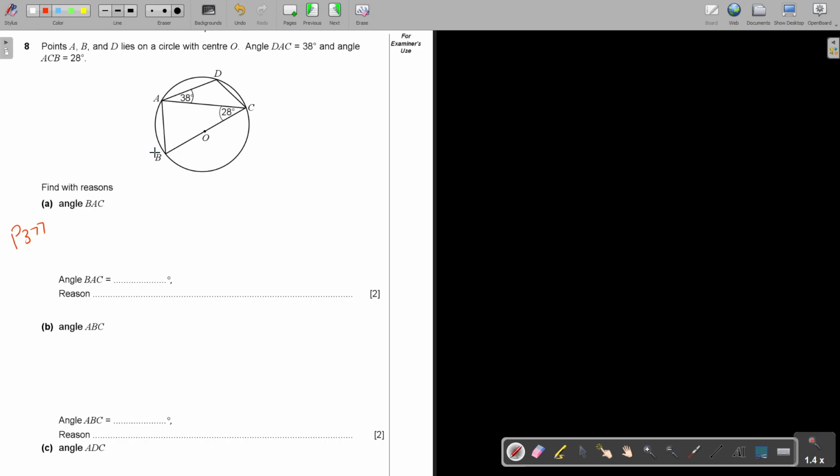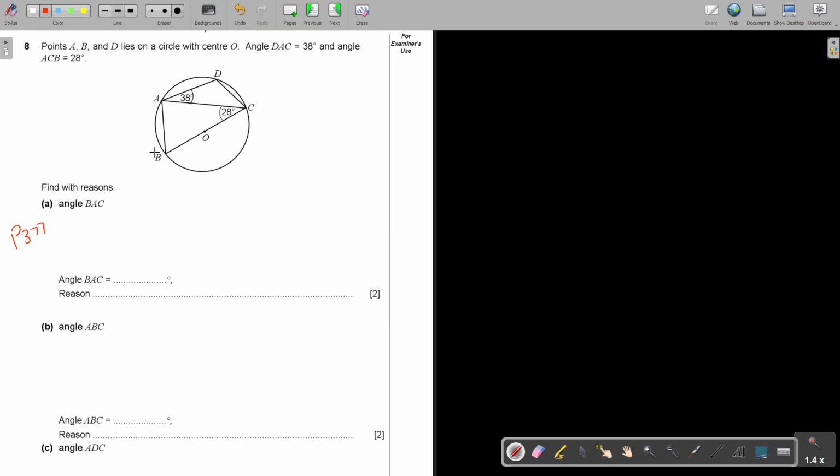So this is a cyclic quadrilateral. I think they should have also mentioned that A, B, C, and D are on the circumference, but it doesn't matter. You can see it on the picture. But usually don't assume something from the picture. I think this is very clearly marked there. So find with reasons angle BAC.